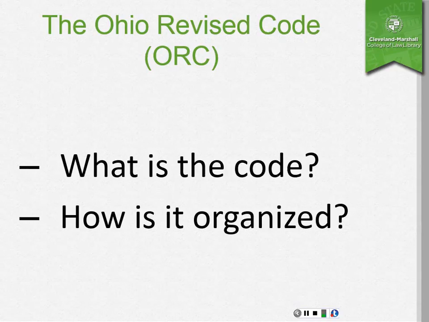So the first thing you'd probably want to know is what is the code and how is it organized? The Revised Code are the laws of the state of Ohio as passed by the legislature. Once they have been passed by the legislature, they are then codified, which means they are broken down into appropriate subjects, which are then organized by title and chapter in the code itself.